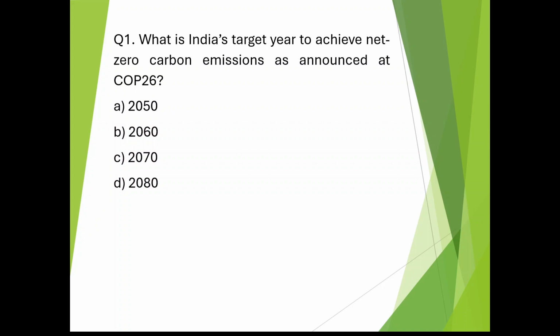It is 2070, or option C, 2070. It is the final or targeted year for India to achieve net zero carbon emissions. And in COP26, which was held in the year 2021, India announced that it aims to achieve net zero emissions by 2070. And this is a longer-term goal compared to the developed nations. Fine. So let's move to the second question then.